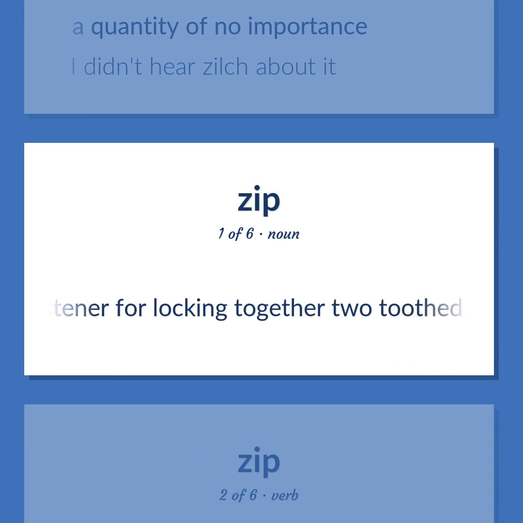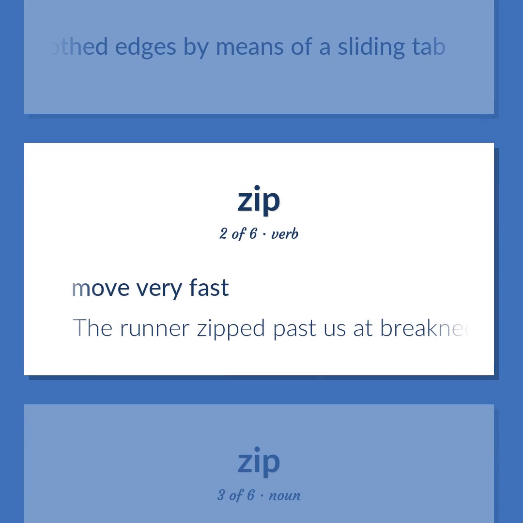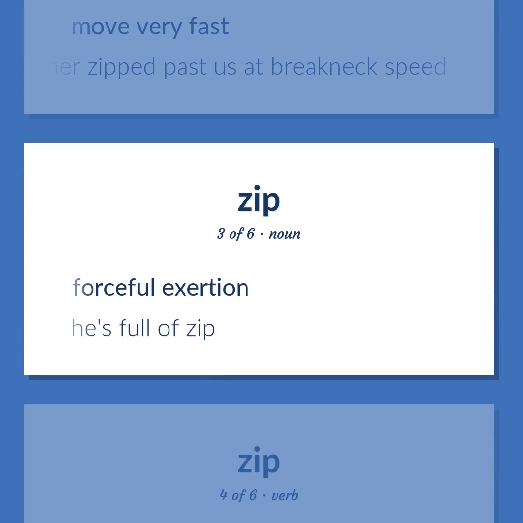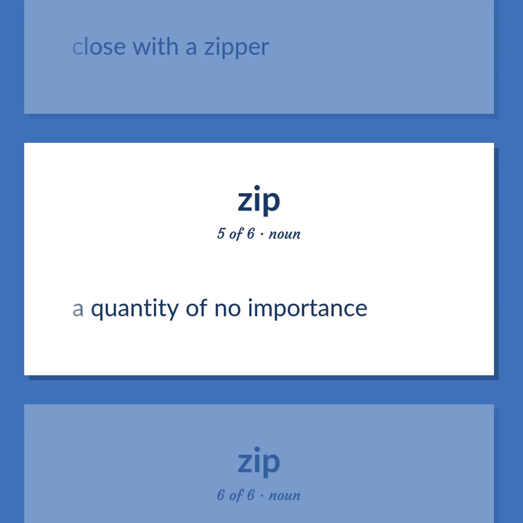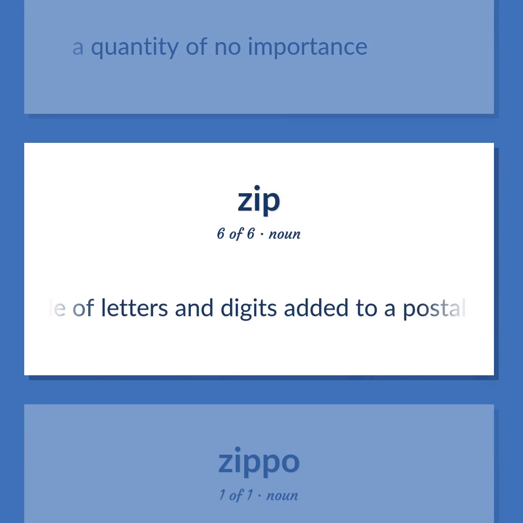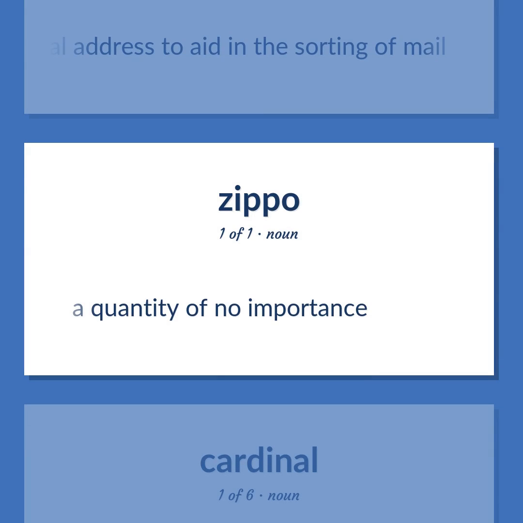A fastener for locking together two toothed edges by means of a sliding tab. Move very fast. The runner zipped past us at breakneck speed. Forceful exertion. He's full of zip. Close with a zipper. A code of letters and digits added to a postal address to aid in the sorting of mail.